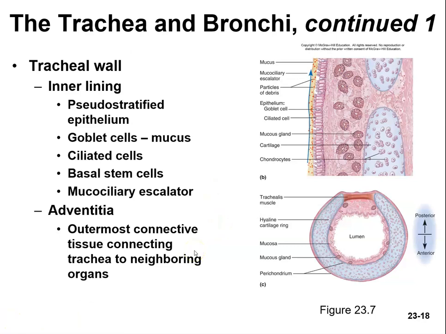All right, the trachea and bronchi continue. The tracheal wall, the inner lining, remember, pseudostratified epithelium. You have goblet cells that make mucus. You have ciliated cells, basal stem. You have the mucociliary escalator or elevator that we call it.